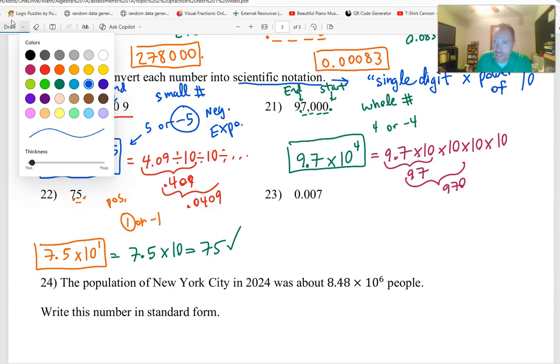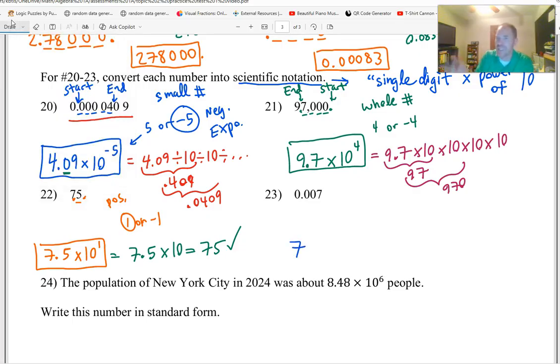So again, single digit can't be a 0. So nope, not 0.007, not 0.07. No, it's going to be the 7. It's going to be just the 7. That's the only non-zero digit. I don't even need a decimal point in my answer here. Just 7 times 10 to what power? Well, let's see. The decimal point is really here on the 7. I don't need to put that in my answer, but that's where the decimal point is going to end.